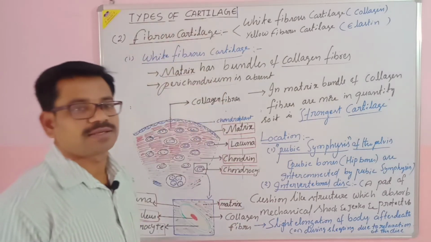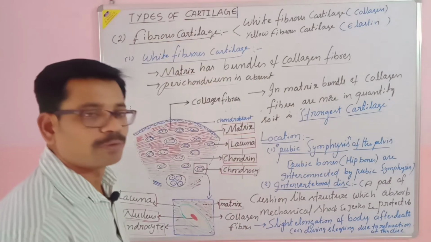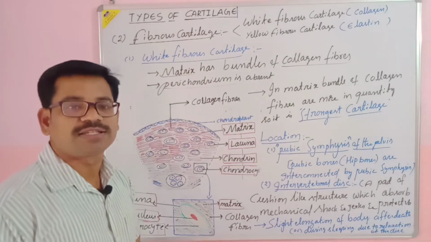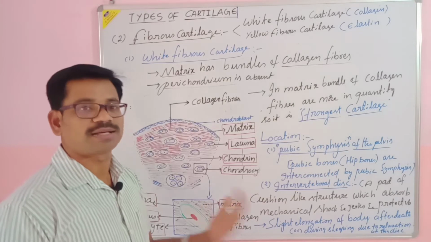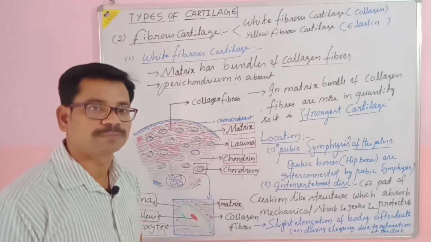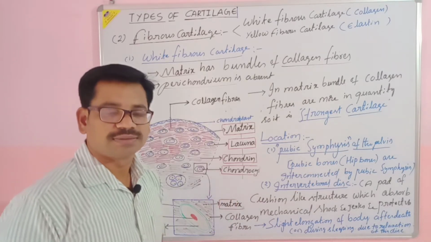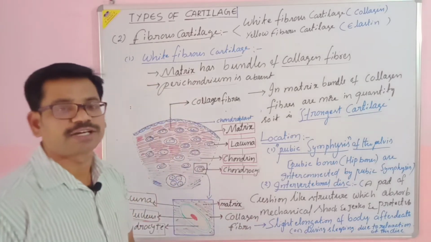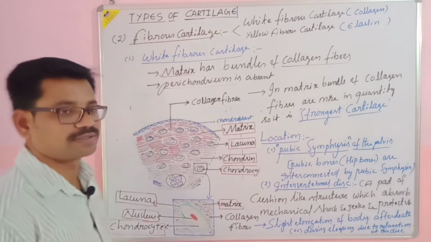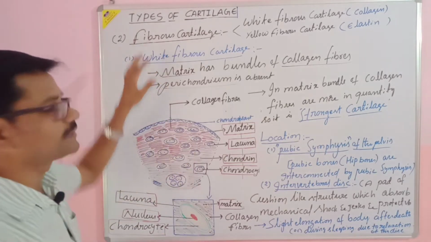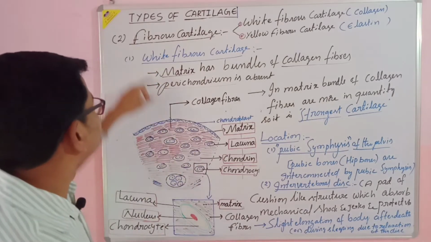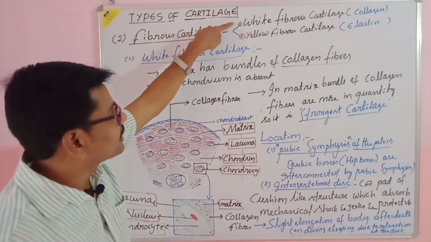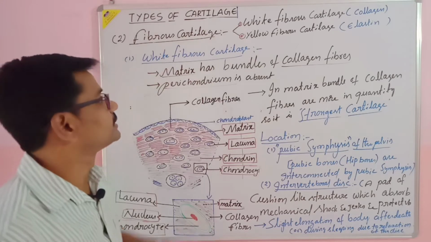Basically, cartilage is divided into three types. One is hyaline cartilage, second is fibrous cartilage, third is calcified cartilage. In the last lecture we completed hyaline cartilage, its structure and locations. Then we go for the second type, fibrous cartilage. Generally, fibrous represents the presence of fibers. So fibrous cartilage is divided into two types: white fibrous cartilage and yellow fibrous cartilage.